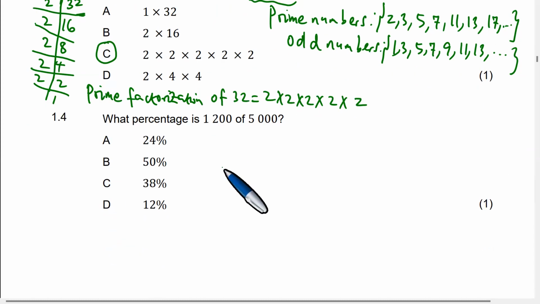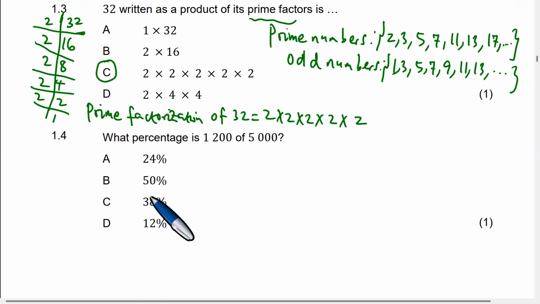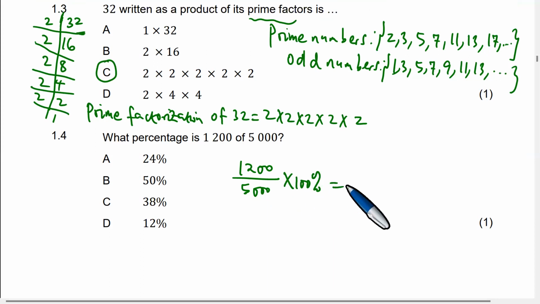What percentage is 1,200 of 5,000? Is it A, 24%, B, 50%? What do you think? Sir, is it A, 24%? Okay, let's check that one. So to do that one, you'd have to take 1,200 and you divide it by 5,000. And then you multiply by 100%. What's the answer?